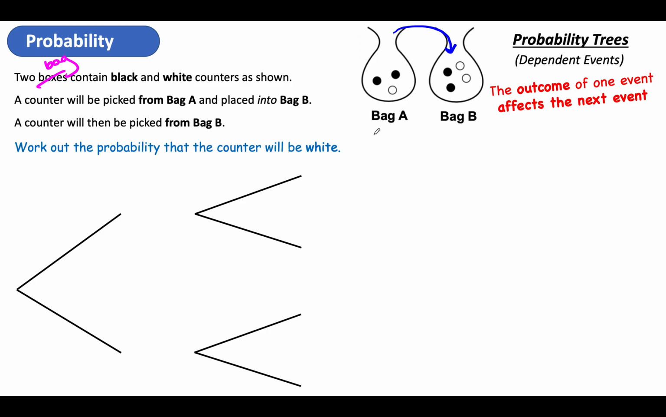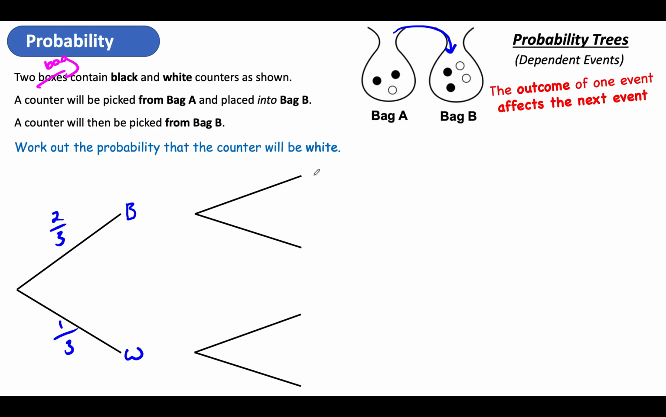We have unpaused. Let's have a look. Well, what are my options? Well, from bag A, we're going to take a counter out of bag A, and it could be black, and it could be white. And the probabilities are straightforward. There are 2 black out of 3 counters, and there's 1 white out of 3 counters. So 2/3 and 1/3, that adds up to a whole, doesn't it? So that's good.